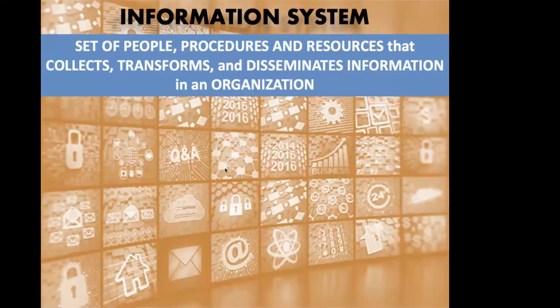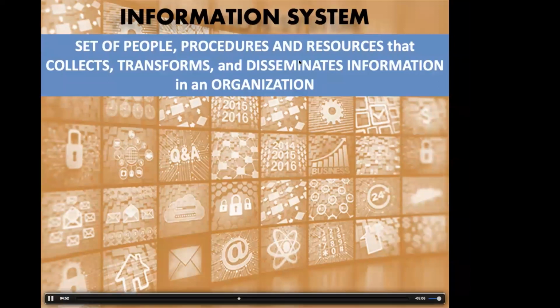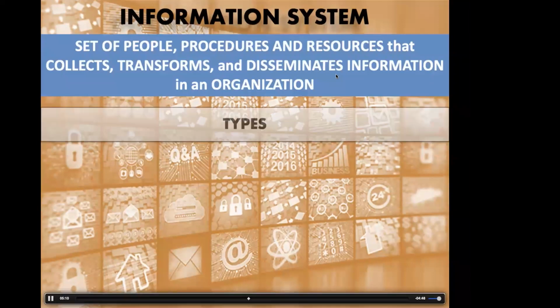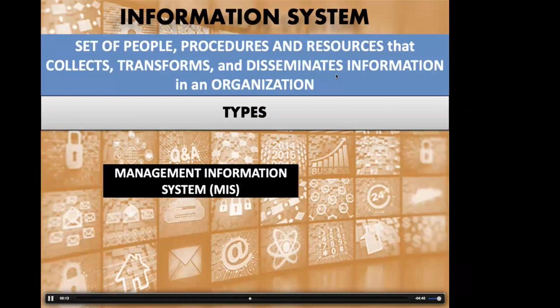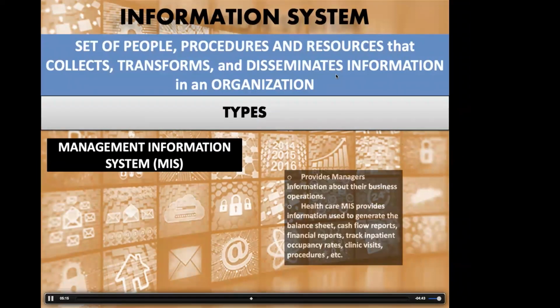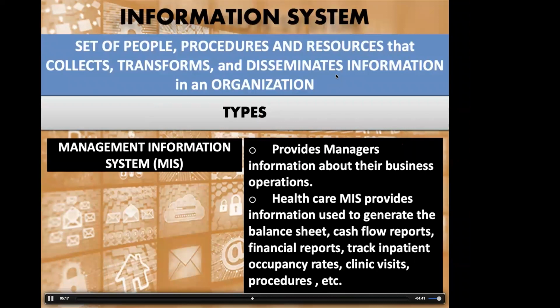Now, we have the information system, or IS. It is a set of people, procedures, and resources that collects, transforms, and disseminates information in an organization. It is a purposefully designed system that brings data, computers, procedures, and people together to manage information important to an organization's mission.